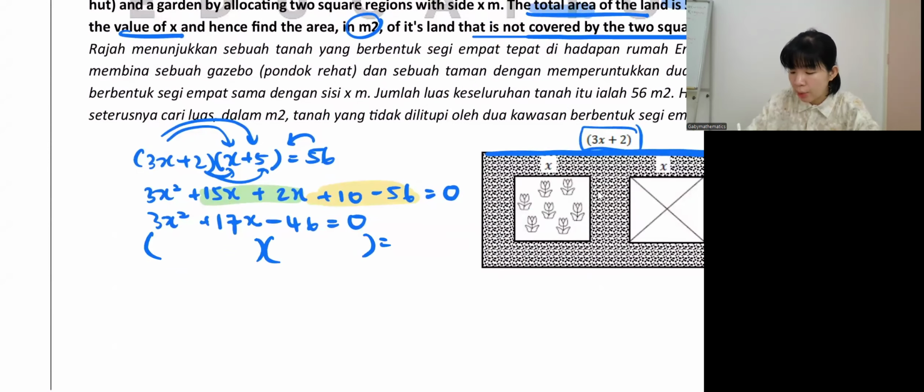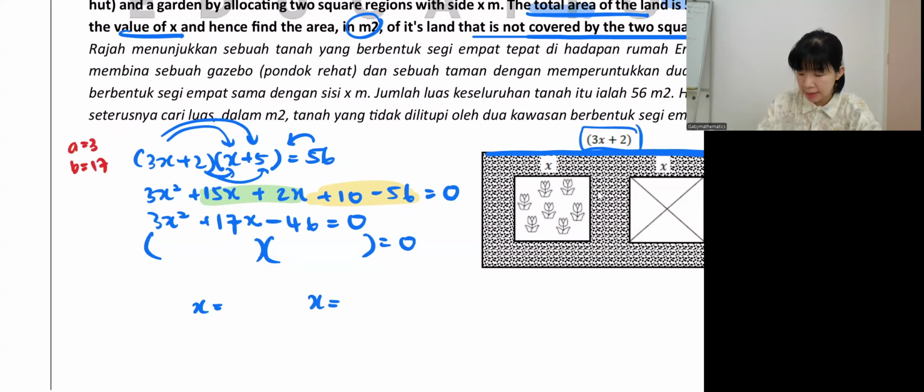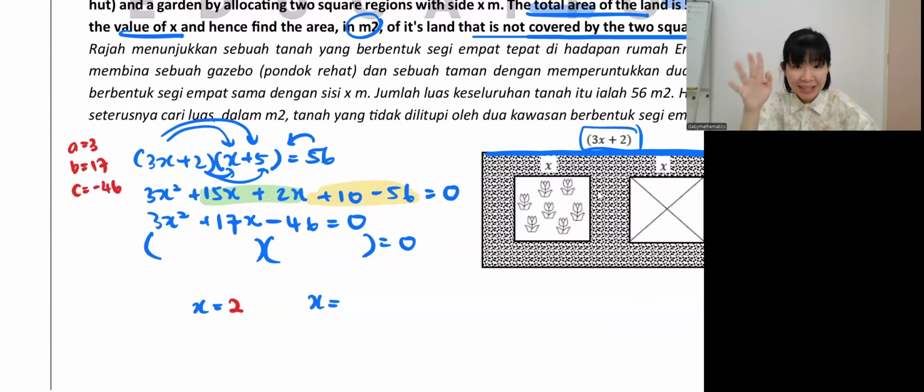So open 2 brackets equals 0. So guys, x1, x2, how much? A is 3, B is 17, C is negative 46. What do you get? Do you get 2? Do not write decimals. You have to write an improper fraction. So it's negative 23 over 3.